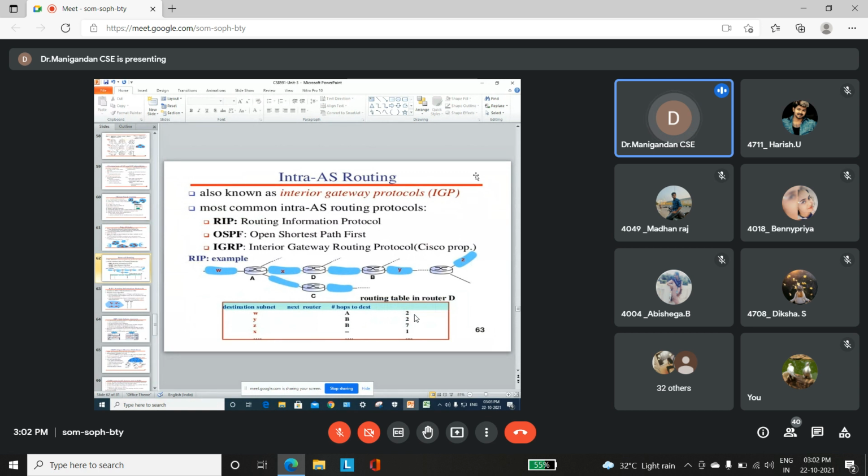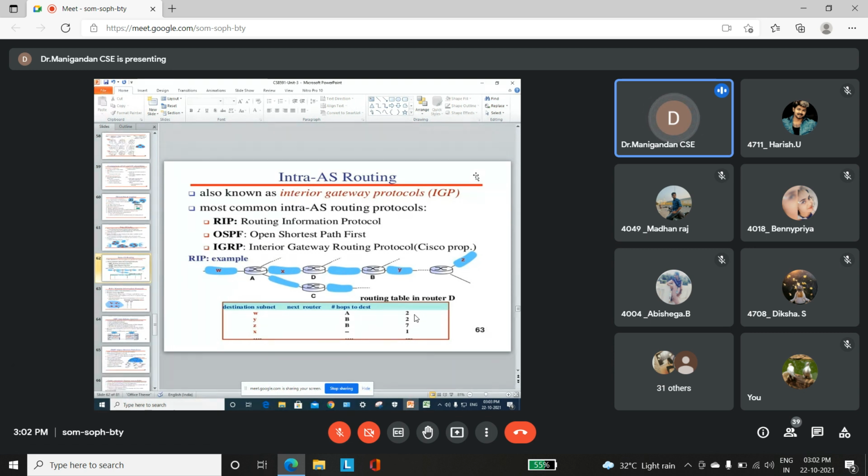In the same way, the intra-autonomous system task, also known as the interior gateway protocol, is used for the internal process, commonly in the intra-AS routing protocol. It can be divided into three types: RIP, the Routing Information Protocol; OSPF, Open Shortest Path First; and IGRP, the Interior Gateway Routing Protocol, which is Cisco proprietary.